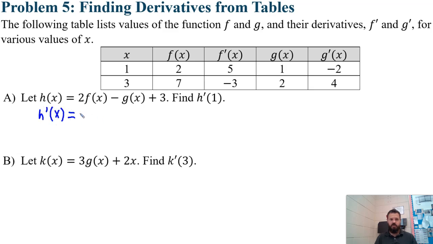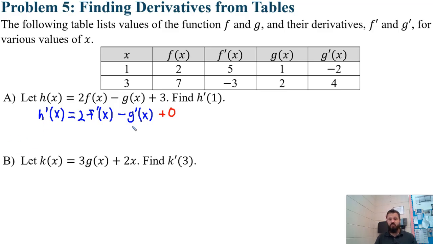Will be equal to, okay, 2 times f of x. Well, that'll just be 2 times the derivative of f. Okay, minus g of x, so minus the derivative of g of x. All right, and then that plus 3, the derivative of a constant is just nothing. Let's remind ourselves that's a plus 0 here.